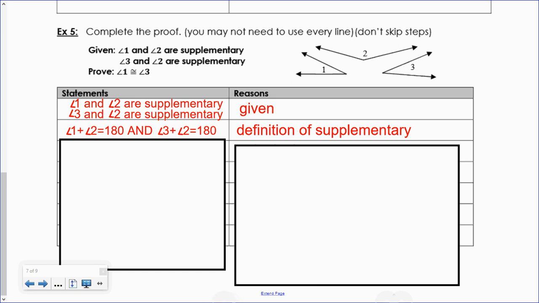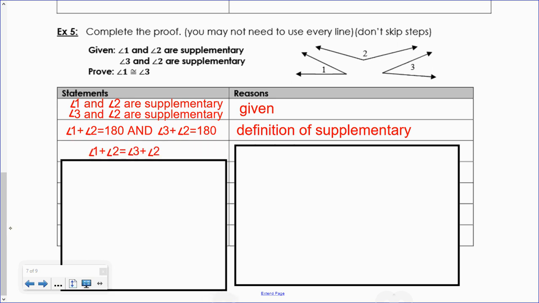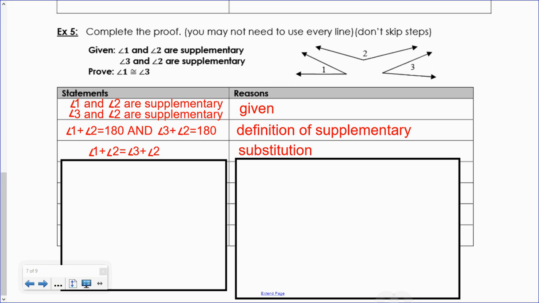Okay. Now what? I have 2 equations. Can I manipulate them in any way to get to the next step? Let's do angle 1 plus angle 2 equals angle 3 plus angle 2. Okay. Since they're both equal to 180, they're equal to the same thing, they should be equal to each other. And what property lets me write the equation this way? It's the substitution property.